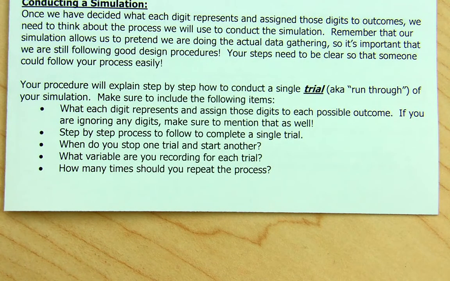You want to do a step-by-step process to follow a complete single trial. If there's something that you are doing, that you are writing down, that you are marking in some way, you need to write that into your process. Because when somebody else just reads your instructions and does what you did, their paper should look just like yours. Okay, so they should be doing all the same things. When you stop one trial and start another, describe how you know that's time to stop this one and a new trial starts. So go until something happens.